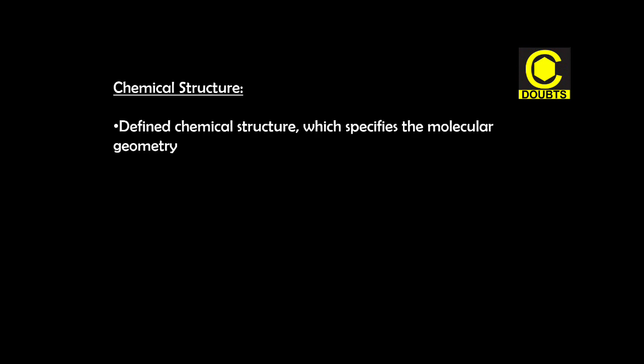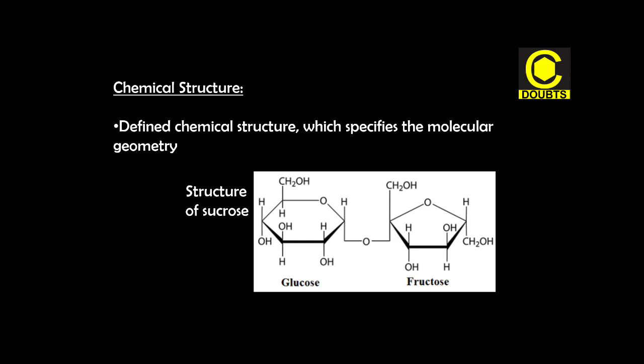The next thing is chemical structure. Each chemical has a defined chemical structure which specifies its molecular geometry. For example, here we can see the structure of sucrose. It clearly specifies its molecular geometry. In some cases, chemical structures also explain the electronic arrangements of that chemical. So far, we have seen properties, composition and structure of the matter.